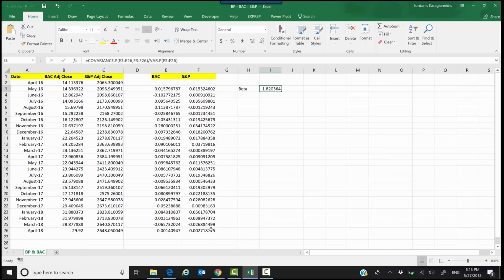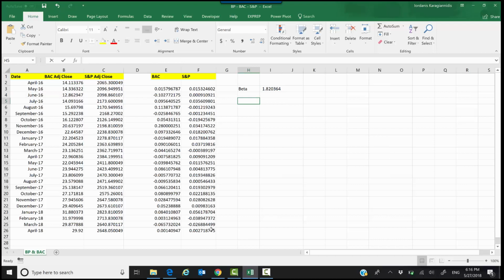We get 1.82, which basically says that Bank of America is a lot riskier than the market. If the market moves up 5% or moves down 5%, we expect Bank of America to move up or down 1.8 times 5%.